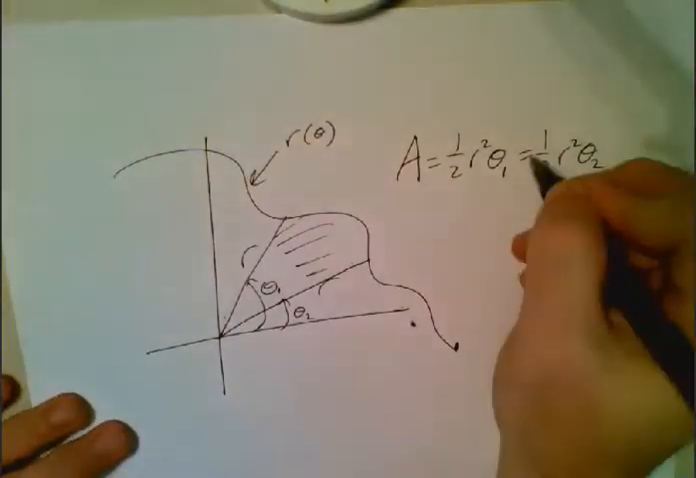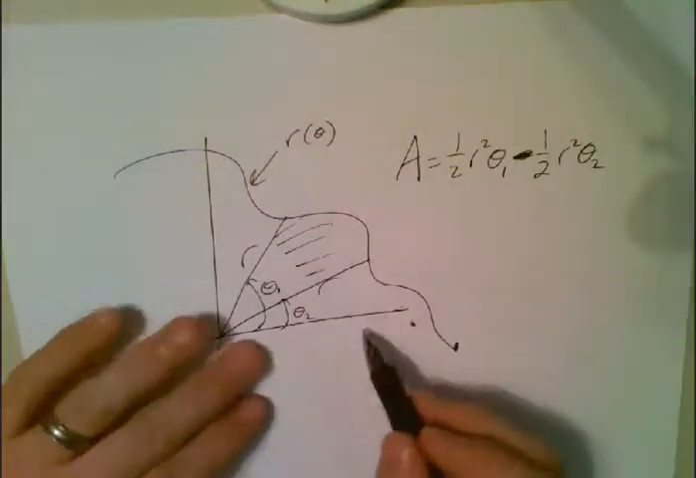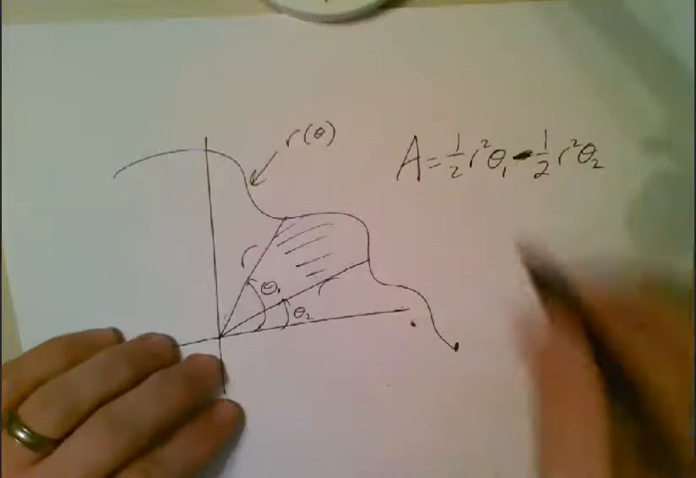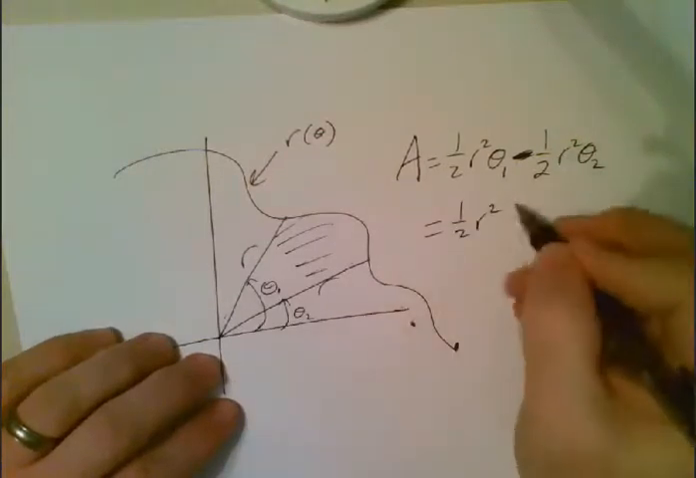Okay, oop, not equals, that's minus. Right, big minus little, right? Big area minus little area is whatever's left over. Clean that up a bit. 1/2 r squared (theta 1 minus theta 2).